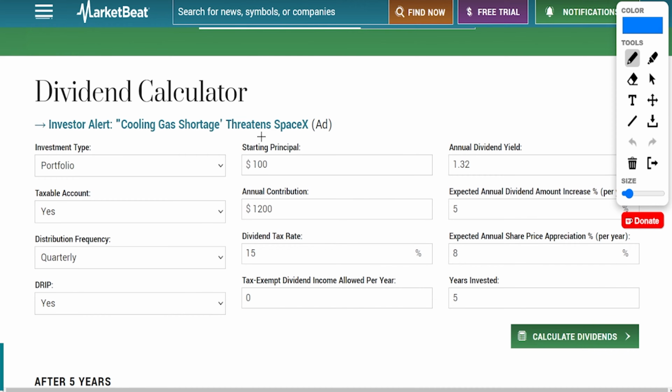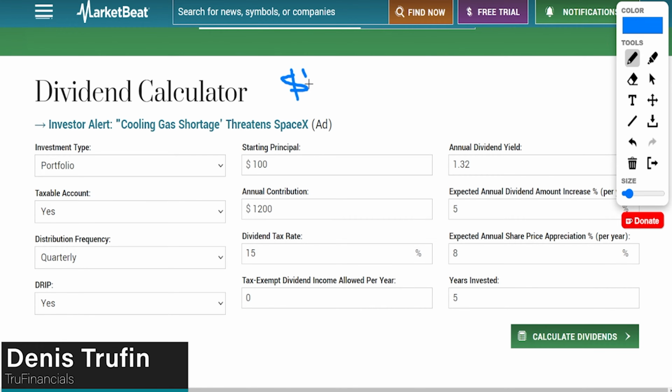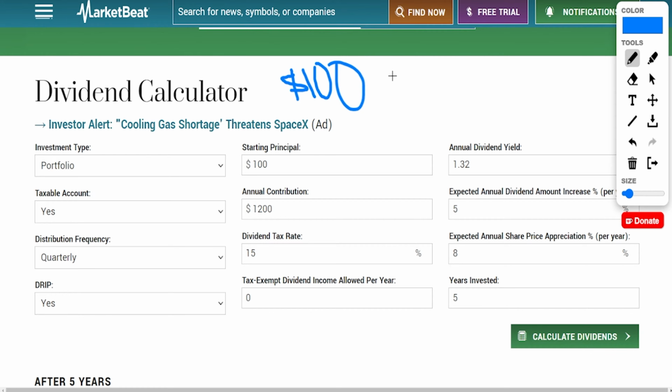So today we're going to be showing you what $100 invested into the S&P 500 every single month is going to do for you as far as growth. So let's go ahead and take a look and plug all these numbers in. So we're going to start with our balance at $100.